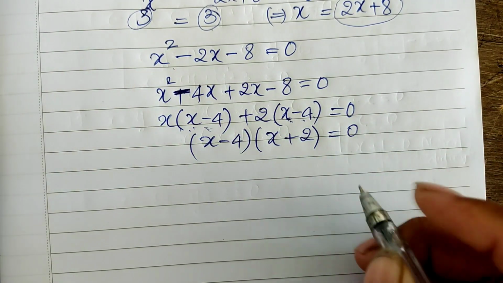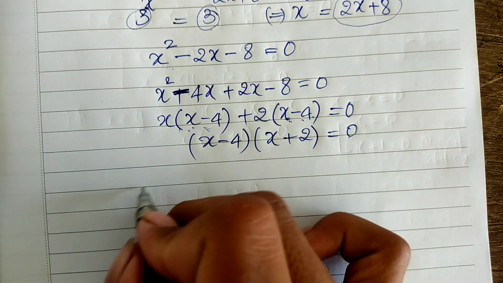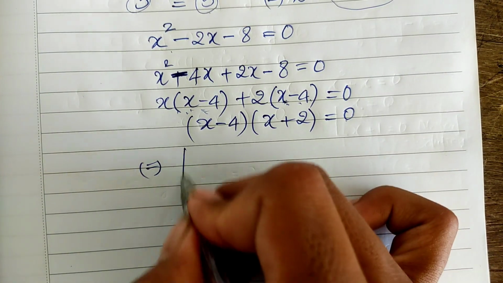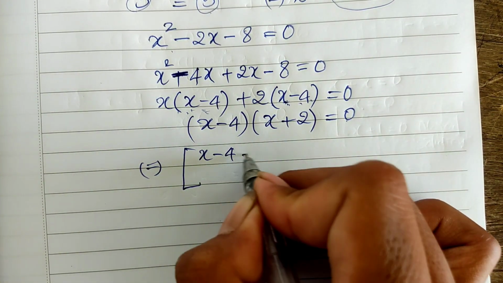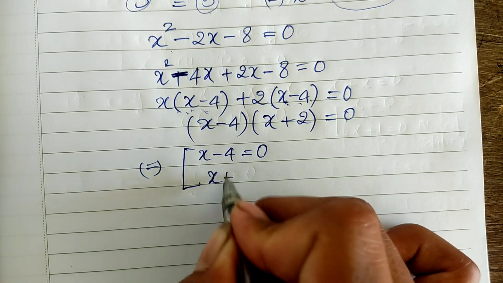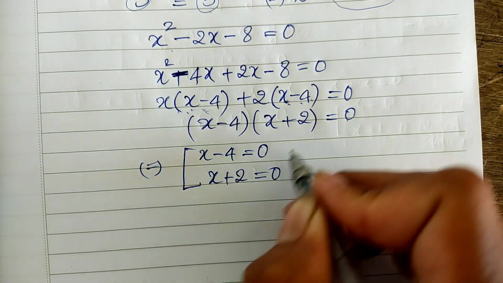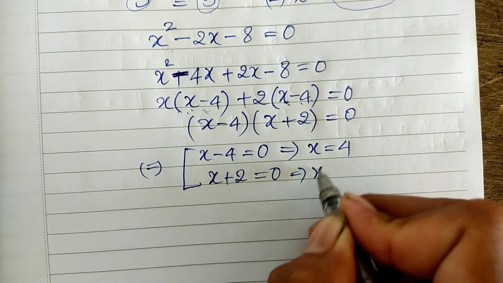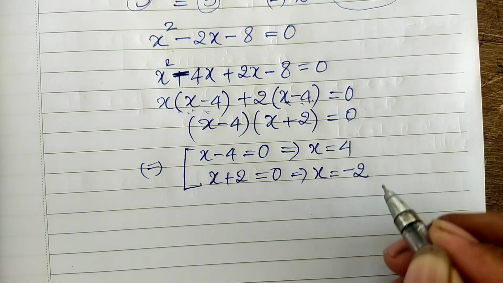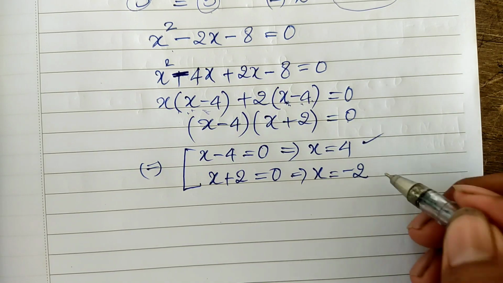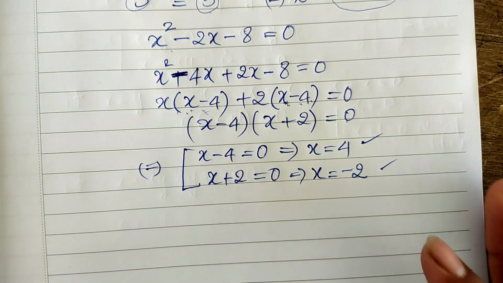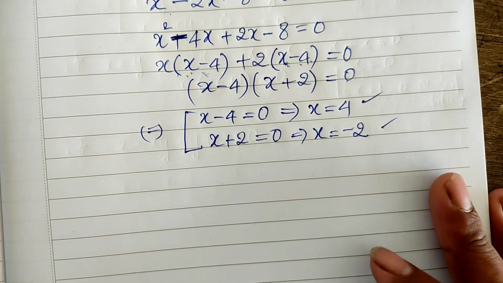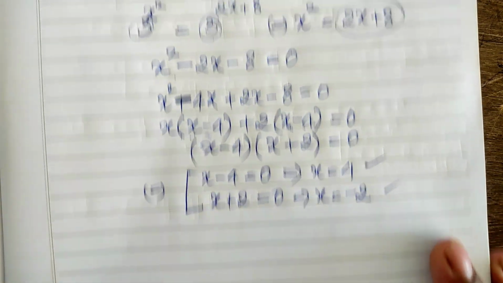equals 0. So these two factors equal 0, we get x minus 4 equals 0 and x plus 2 equals 0. So we get x equals 4 and x equals minus 2. Now we have the values of x: x equals 4 and x equals minus 2.